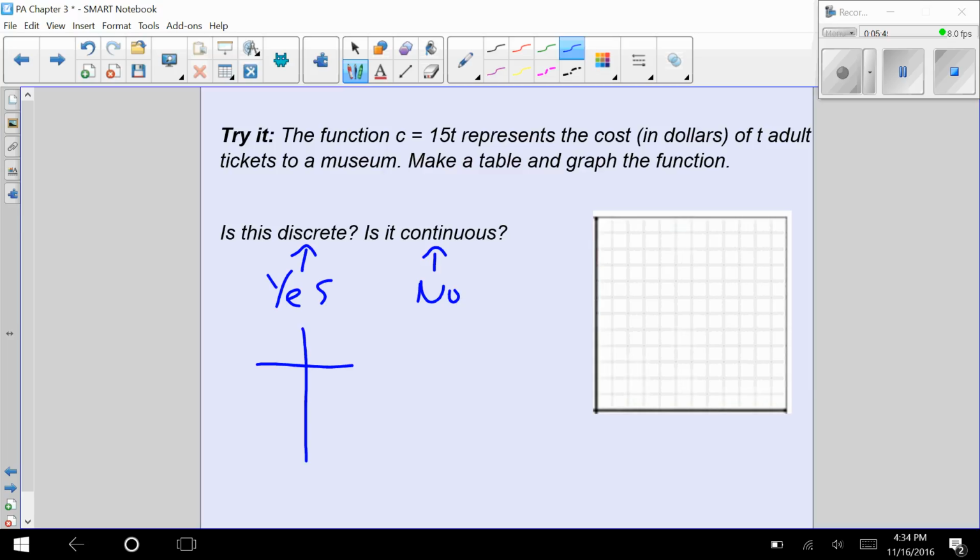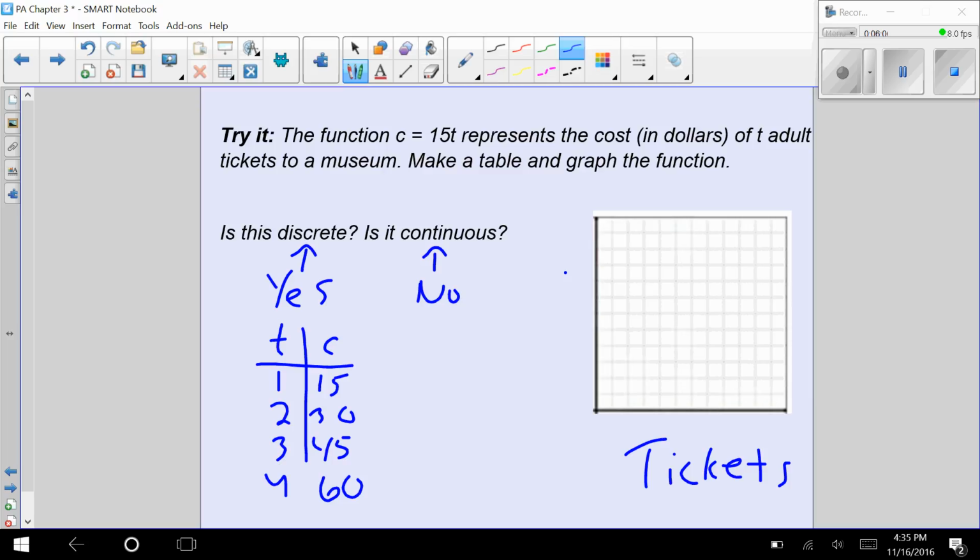When I make my table, T and C, let's say I use 1, 2, 3, 4. 1 lines up with 15, 2 is 30, 3 is 45, 4 is 60. When we graph, we should have number of tickets along the bottom and costs along the side. Let's skip a line on this one. 1, 2, 3, 4. And for cost, let's go up by tens. 10, 20, 30, 40, 50, 60, 70, 80, 90, hundreds way up here.